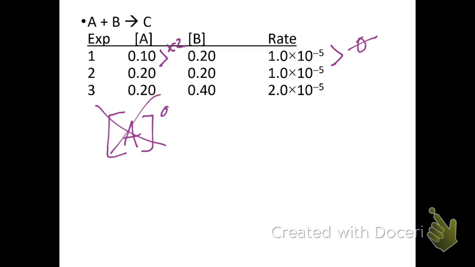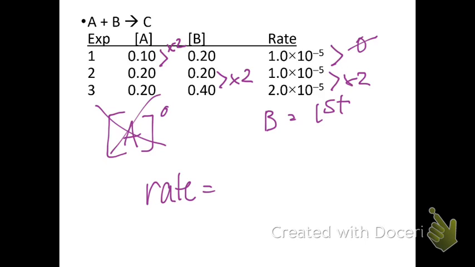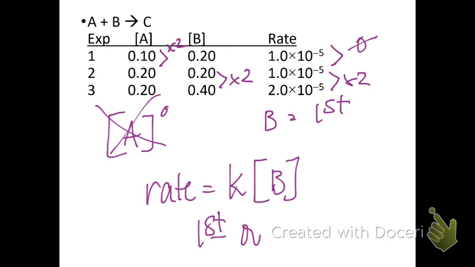Now if I look at B and held A constant for experiment 2 and 3, I see that I doubled and my rate doubled. So that means that B is first order. So I would write that as rate is equal to k[B], and that's it. So that would be first order with respect to B, but first order overall as well. Okay?